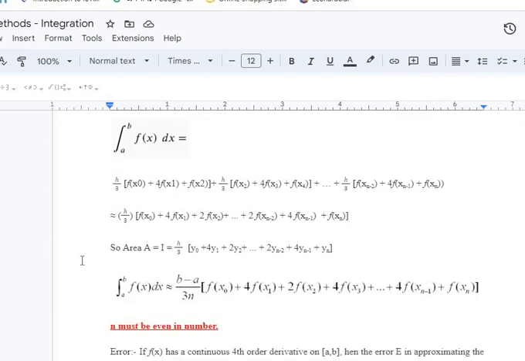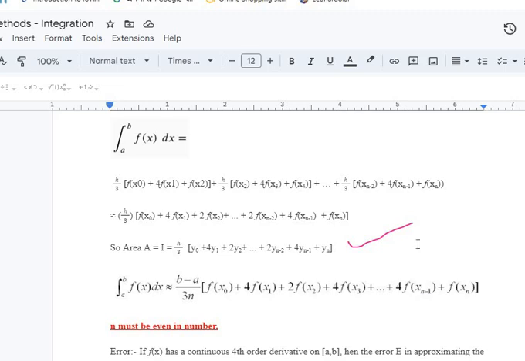So this is our generalized equation. Area is given as h by 3 (y0 plus 4y1 plus 2y2 and so on). You can see all the odd terms are multiplied with 4 and all the even terms are multiplied with 2, where y0 and yn are repeating only once. This is the generalized equation.